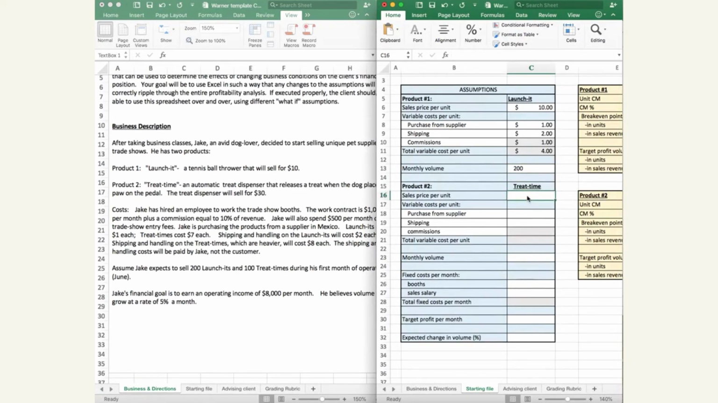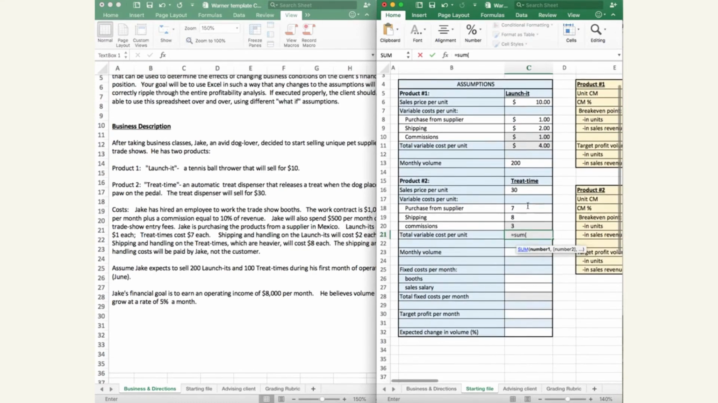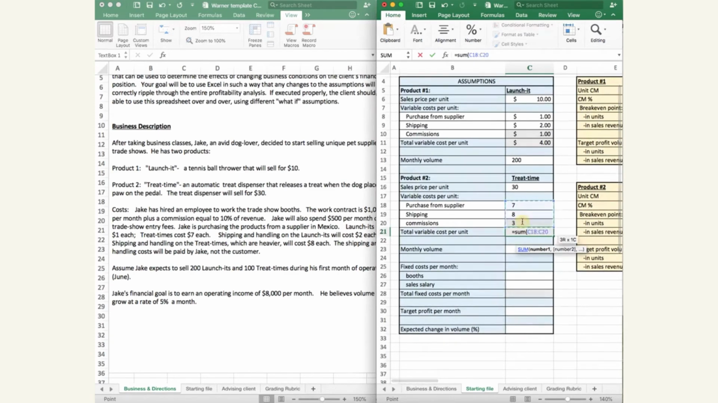So the Treat Time product is $30 in sales price, and then we have a purchase of $7, shipping and handling is $8. Commissions also are going to be 10%, 0.1 times the sales price up there, which calculates to 3. Our total is going to be, again, just as before, the sum of these three up above. And we can change those to dollar signs, just like we did above. And there's that. And then we have a monthly volume expectation for the Treat Times of 100 units.